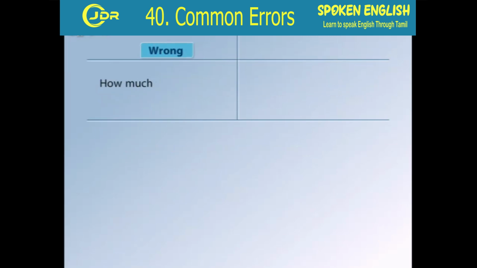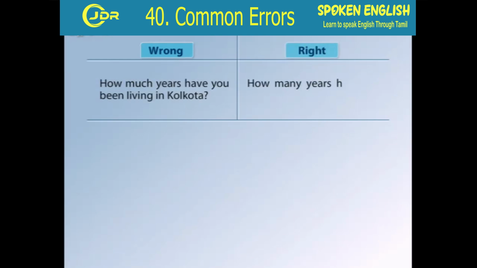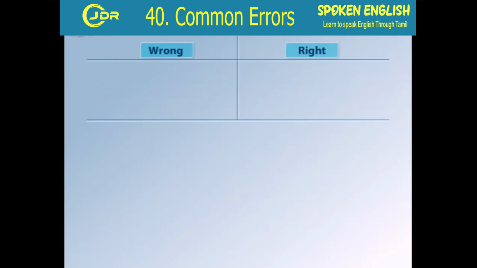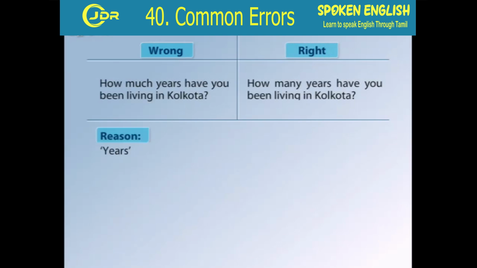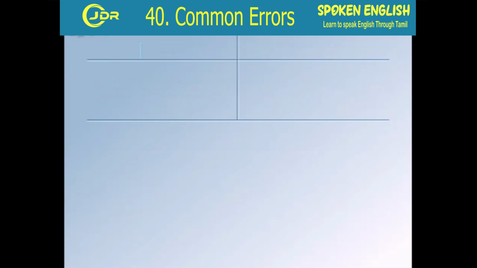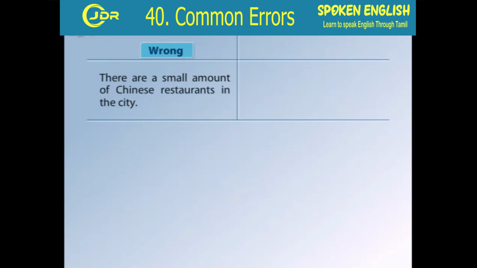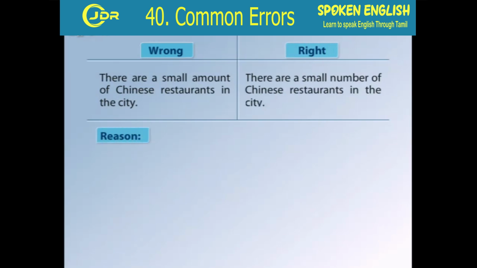Wrong. How much years have you been living in Kolkata? Right. How many years have you been living in Kolkata? Reason, years is countable, hence how much is wrong. Wrong. There are a small amount of Chinese restaurants in the city. Right. There are a small number of Chinese restaurants in the city. Reason, restaurants is countable, hence amount of is wrong.